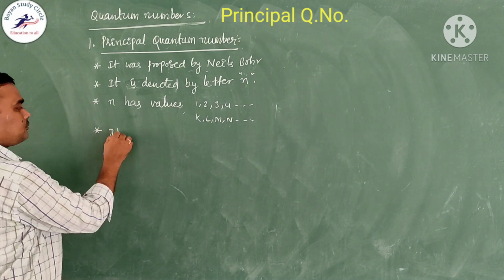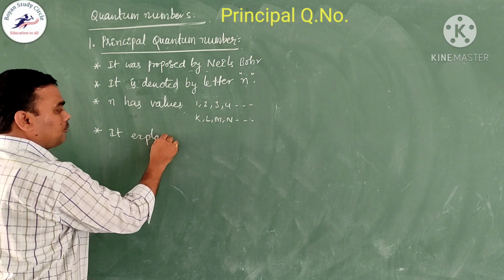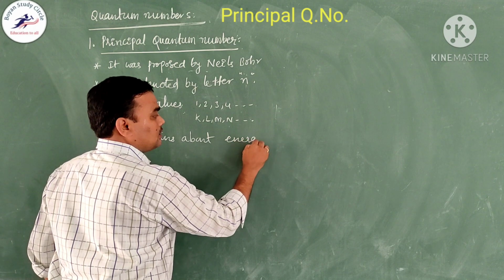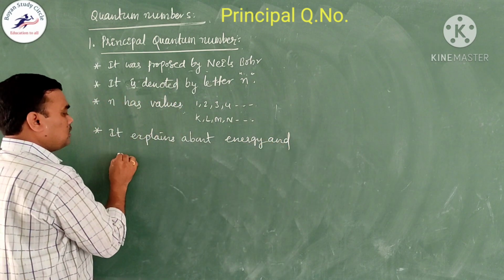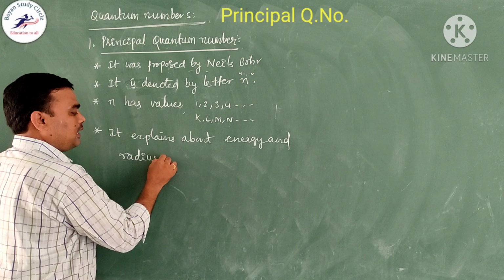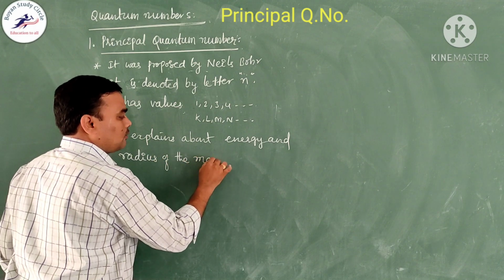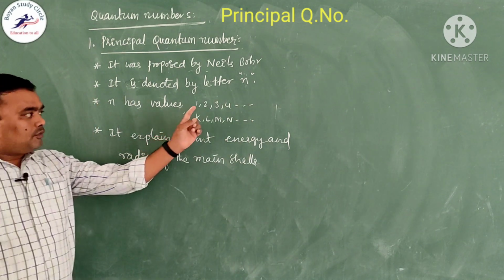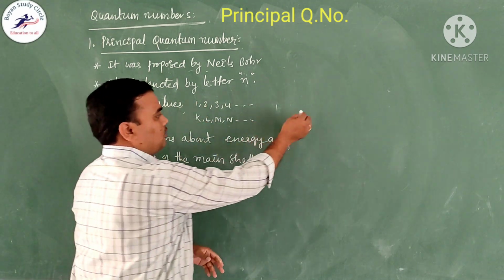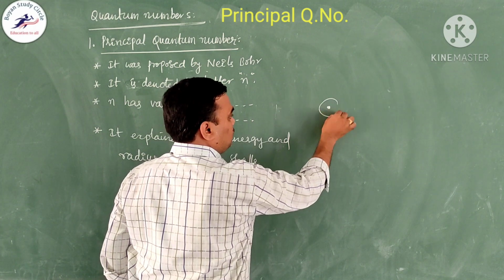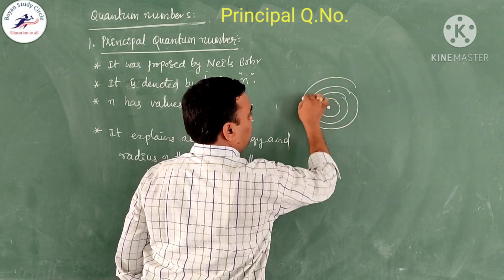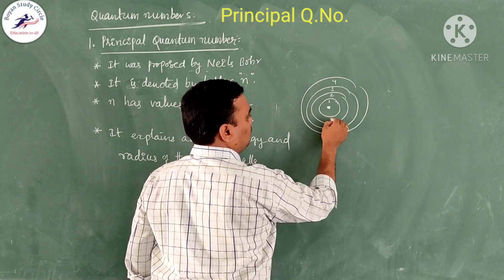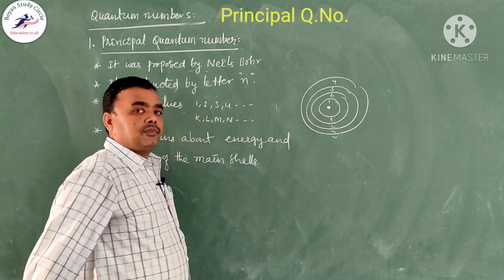So, that means it explains the energy and radius of the main shells. For example, this is the nucleus, first orbit, second orbit, third orbit, fourth orbit, like that. If you want to number them, 1, 2, 3, 4, or K, L, M, N.